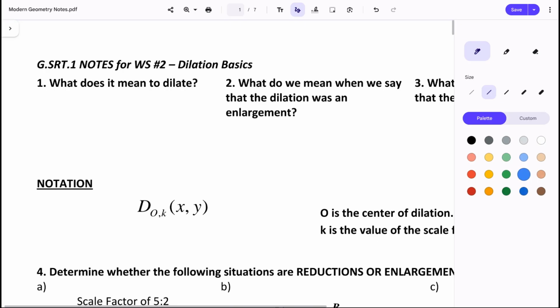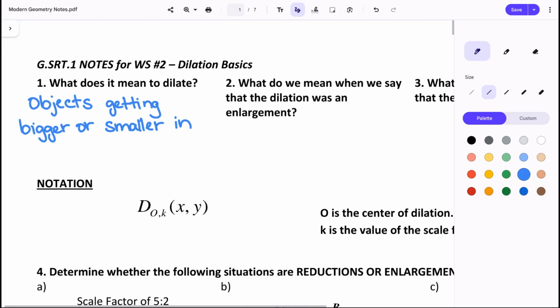That's perfect. Okay. Now, the only thing I might add is we also talked about yesterday that it would be getting bigger or smaller in all directions, right? Not just in one direction, because that would be maybe considered a stretch then. But I like what he said there. So I'm going to go ahead and write down his thoughts: objects getting bigger or smaller, in all directions.